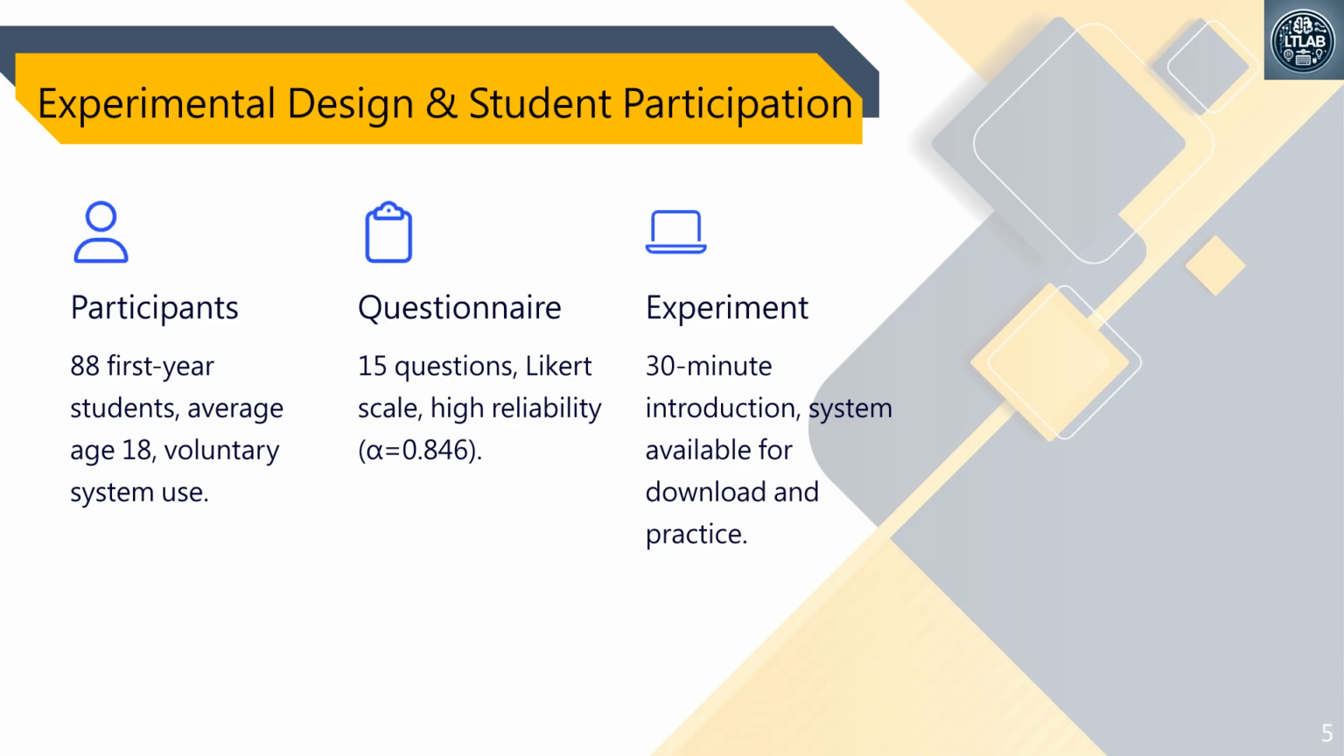To assess perceived understanding and usability. The questionnaire was statistically reliable, with a Cronbach's alpha of 0.846, which indicates high internal consistency. We intentionally allowed open-ended usage, so students could apply the system to homework or deploy it freely, reflecting a realistic integration into learning rather than a controlled lab test.